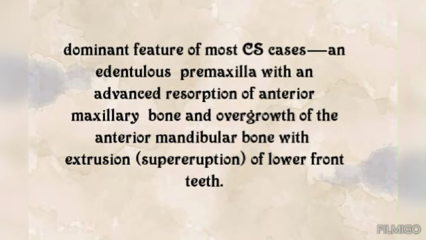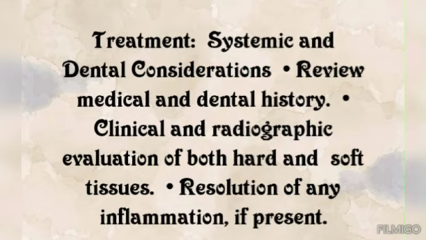So the dominant feature of most combination syndrome cases is edentulous premaxilla with an advanced resorption of the anterior maxillary bone and overgrowth of the anterior mandibular bone with extrusion of the lower front teeth. So here the key point is edentulous premaxilla and advanced resorption of the premaxilla and supra-eruption of the lower anteriors.